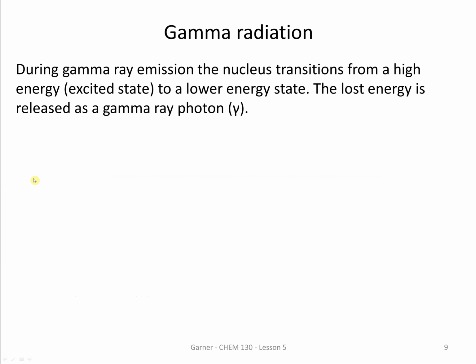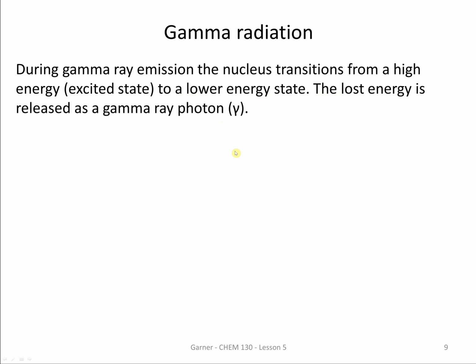All right, so the next mode of emission that we're going to look at is gamma ray emission, or gamma radiation. During gamma radiation, the nucleus transitions from a high energy state, also known as an excited state, to a lower energy state. So it loses energy, and delta E is negative. Energy is lost during gamma radiation. This lost energy is released from the nucleus as a gamma ray photon. And again, you'll see this abbreviated using the lowercase Greek letter gamma.